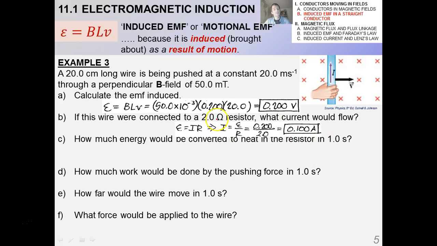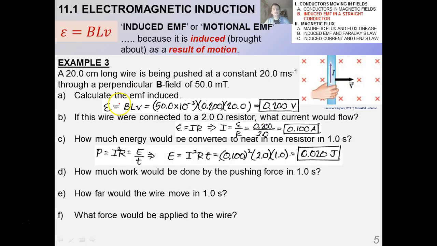Okay, here I'm using Ohm's law where the induced EMF would be the voltage, okay? Remember, epsilon, motional EMF, induced EMF is equal to the voltage or potential difference. How much energy would be converted to heat in the resistor in 1 second? This is just a very simple circuits problem, okay? How much work would be done? Okay, work done is energy spent, okay?